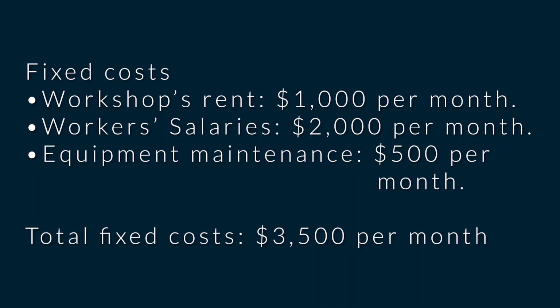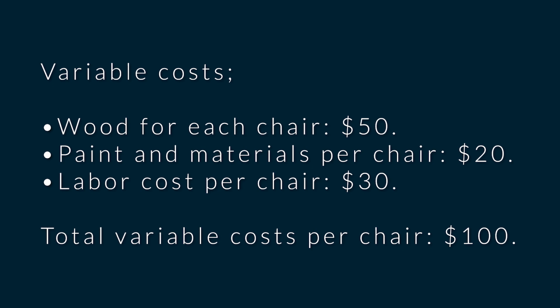In this example, let's assume our fixed costs are workshop rent, $1,000 per month; workers' salary, $2,000 per month; and equipment maintenance, $500 per month, which makes our total fixed cost $3,500 per month. Now, our variable costs, the ones that change with the level of production: wood for each chair, $50; paint and materials per chair, $20; labor cost, $30. So our total variable cost per chair is $100.